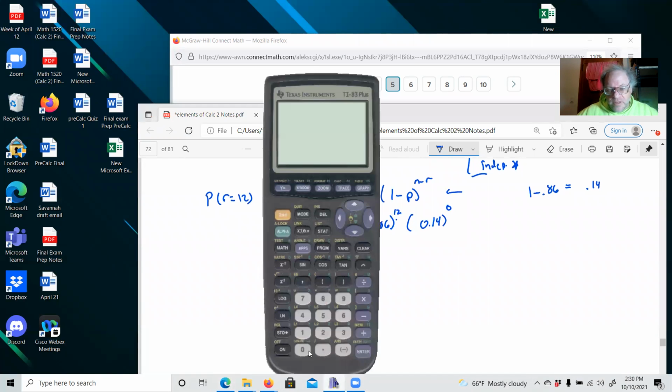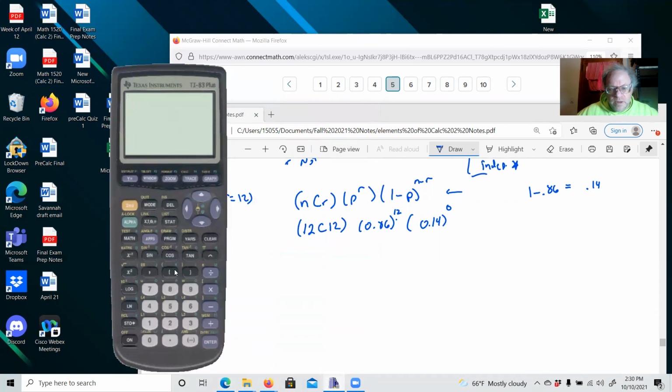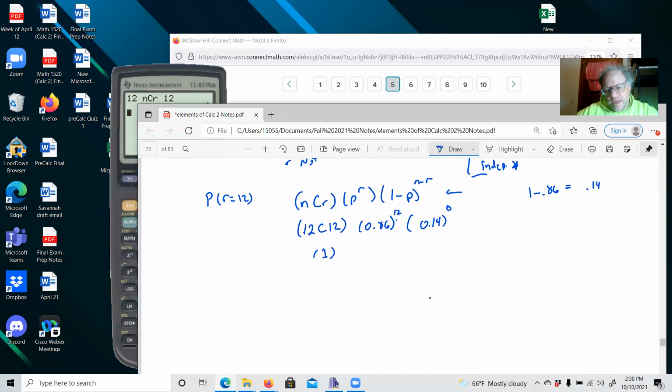So on our calculator, what is 12, math, PRB, nCr, 12? It's going to be 1. And here's why. Let's say I've got a dozen pieces of candy. You have to take them all. You have one choice. Take them all. I don't care what you do with them after that, but you've got to take them all. So that's 1. Any non-zero number raised to the 0 is going to be 1. Okay, so this is 1.